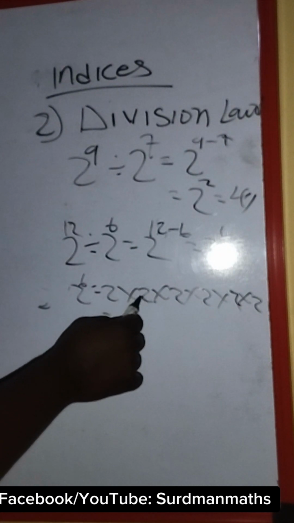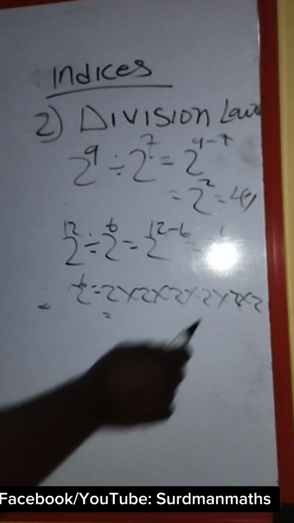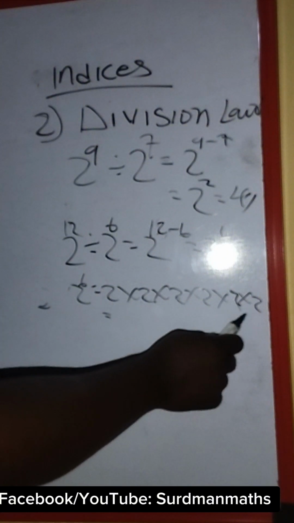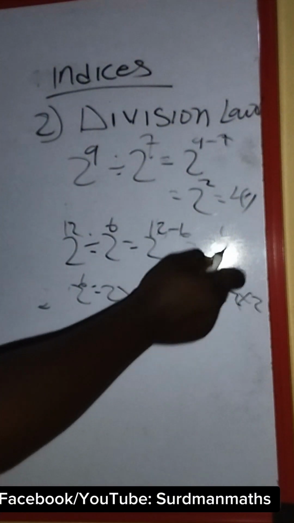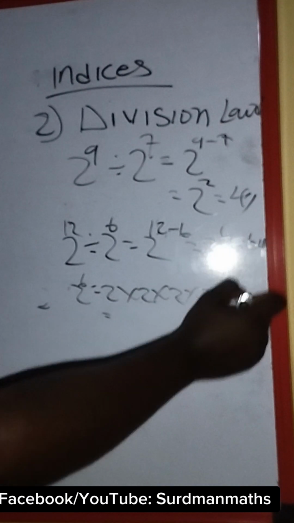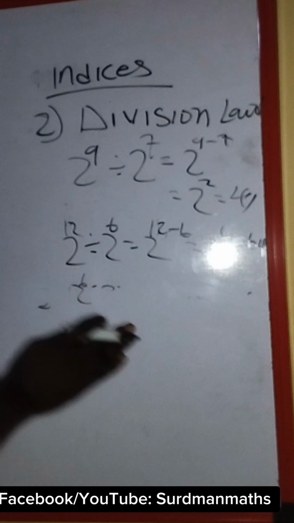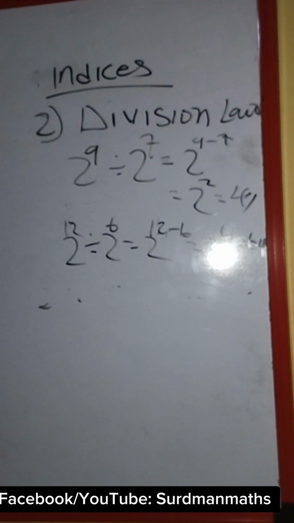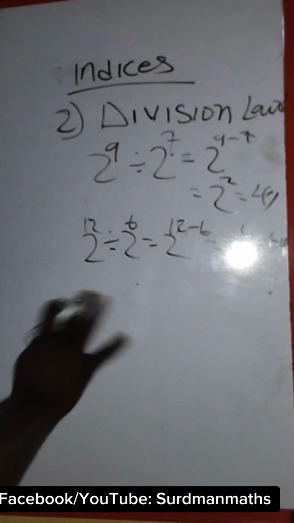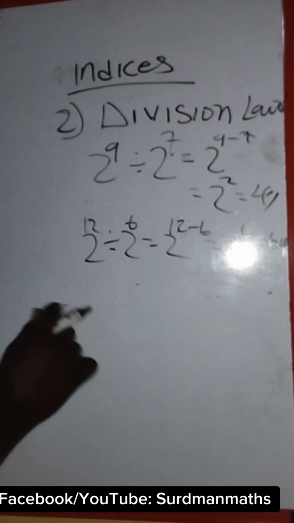So let's see what we're going to have. 2 times 2 is 4. 4 times 2 is 8. 8 times 2 is 16. 16 times 2 is 32. 32 times 2 is 64. That means 2 raised to power 6 will give us 64. And this is how to do it under the division law.